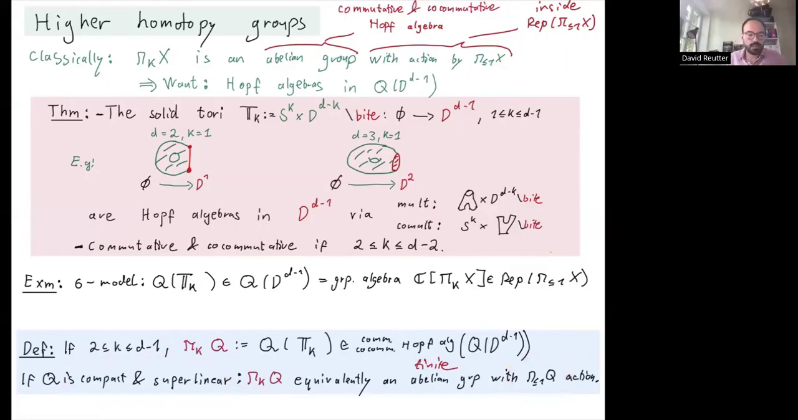These are, if you want, the higher abelian homotopy groups of one of these QFTs. Are there questions at this point? So I will talk a little bit about how they look for higher fusion categories.